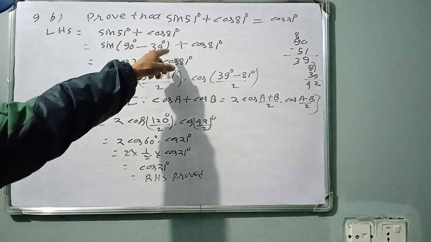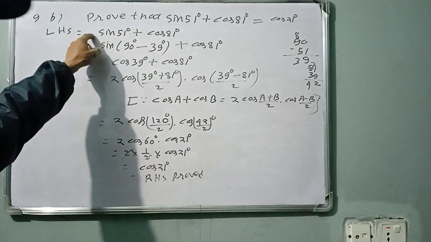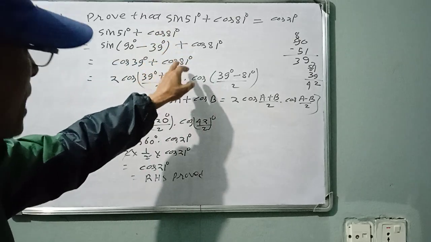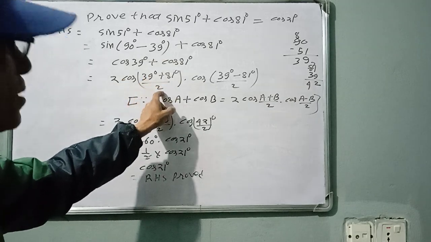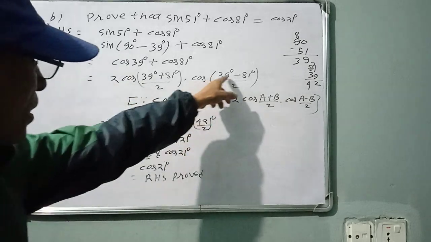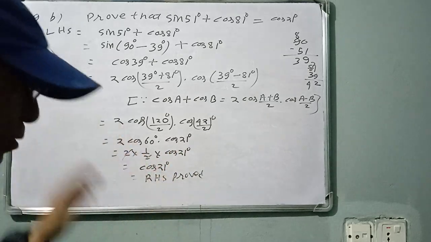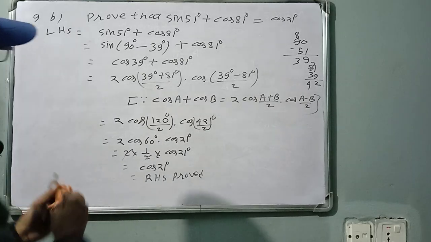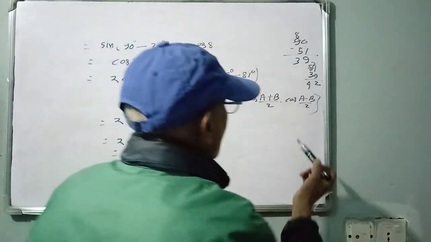See, how to prove? Sin 51 plus cos 81: there should be both cos or both sin. I have changed sin 51 into cos 39, but you can also change cos 81 into sin 9 degree. That is also correct. Then cos A plus cos B is 2 cos (A plus B) by 2 into cos (A minus B) by 2. Simplify it: 2 cos 60, cos 21. 2 cos 60 is half, the 2 cancels, cos 21 degree, proved. But you can change cos into sin also. That is also correct. And finally, sin comes.